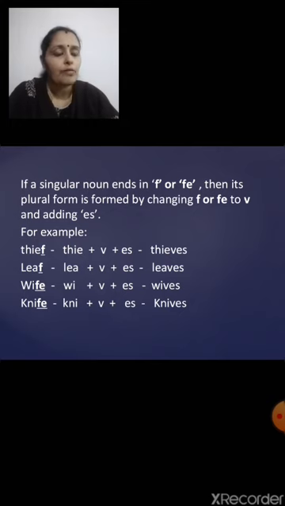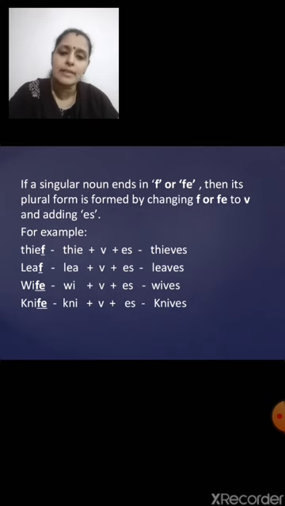K-N-I-F-E, knife. So what should I do here again? I'll remove f-e and replace it by v and add es. So K-N-I-F-E is knife. The plural form is K-N-I-V-E-S, knives.